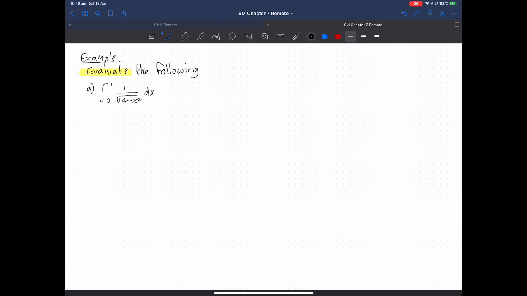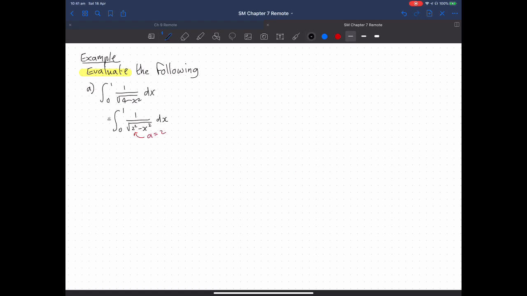So, the first thing we have to do is look at the integral and recognize which one of the inverse circular function formulas to use. In this case, it's going to be inverse sine. We have the integral from 0 to 1 of 1 on the square root of 4, which is 2 squared, minus x squared dx. This tells us that a is equal to 2.